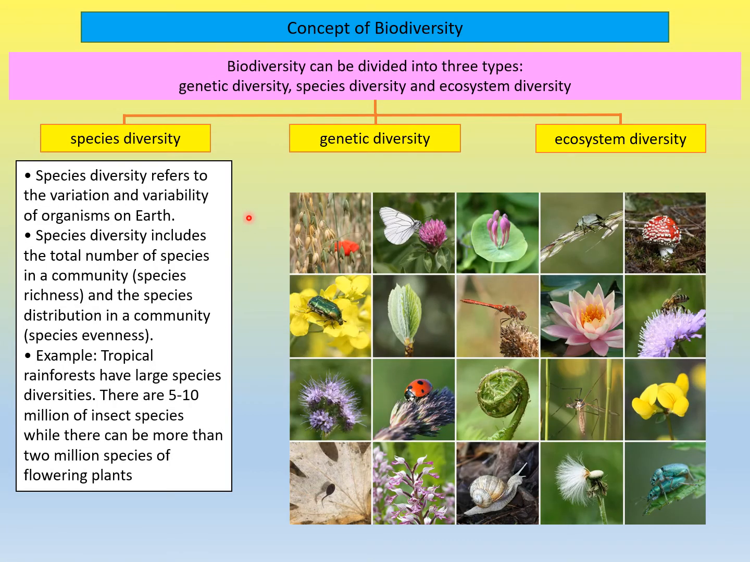Species diversity. Species diversity refers to the variation and variability of organisms on Earth. Okay, look at these diagrams. There are different types of species of flower and different types of species of insects. For example, tropical rainforests have large species diversity. There are 5 to 10 million insect species, while there can be more than 2 million species of flowering plants. Okay, in tropical rainforests.